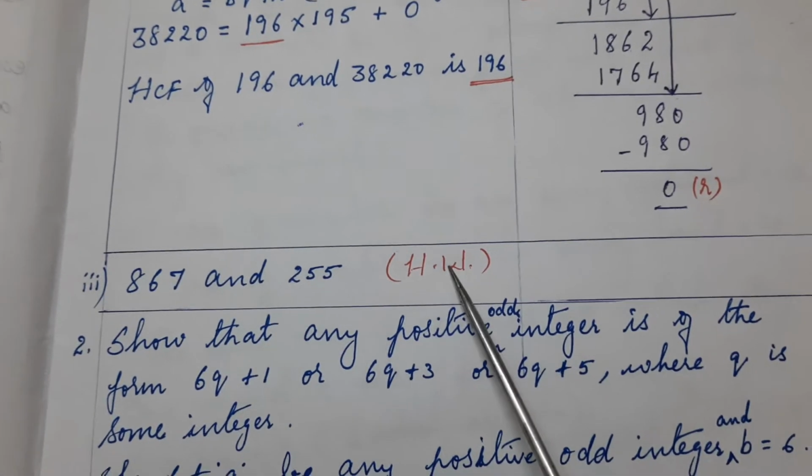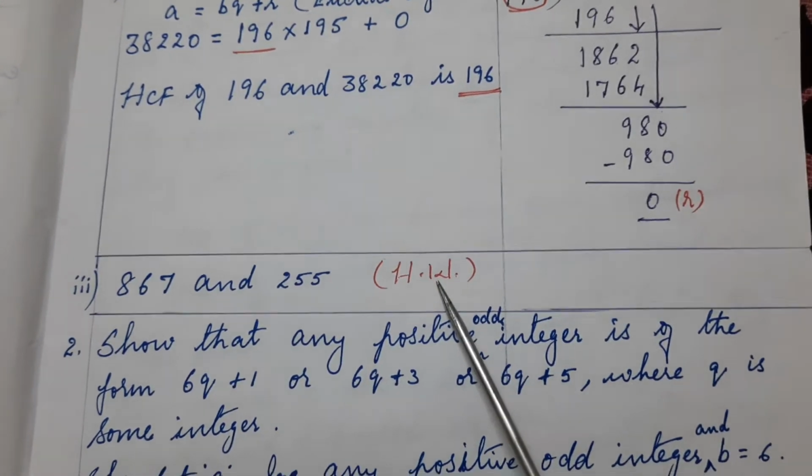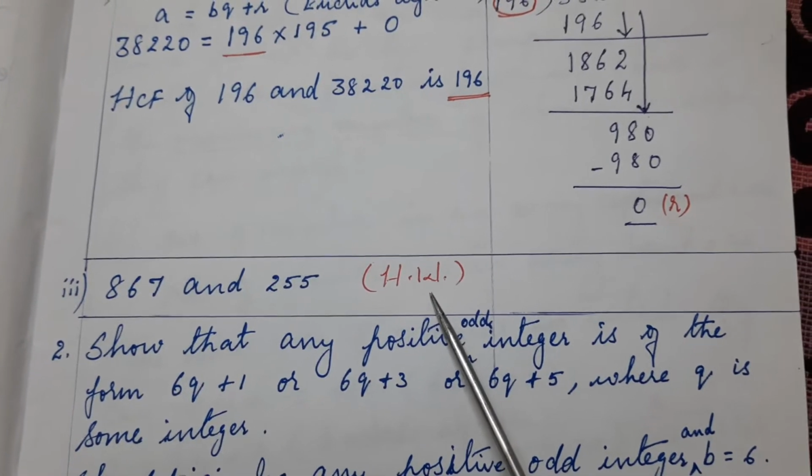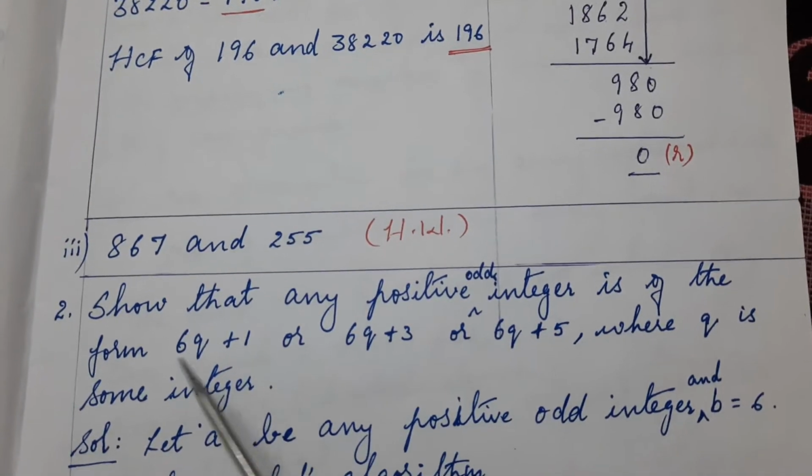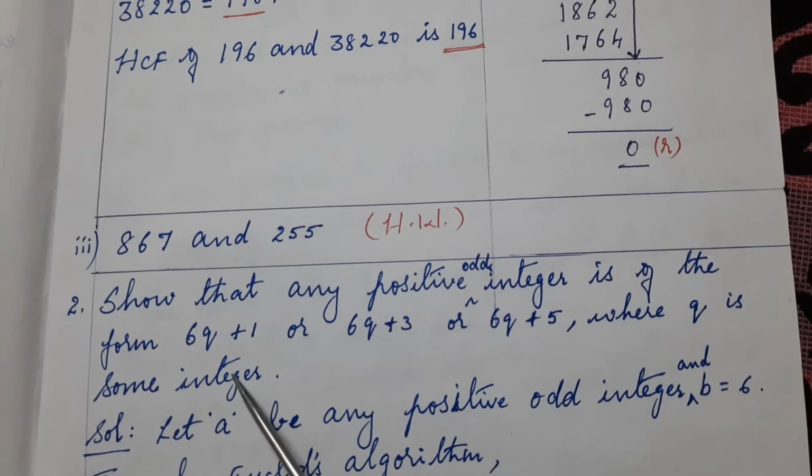The next sum is homework. You can do it and check. It is from the reader exercise question. You can just check your answer. The next question is a very important sum.